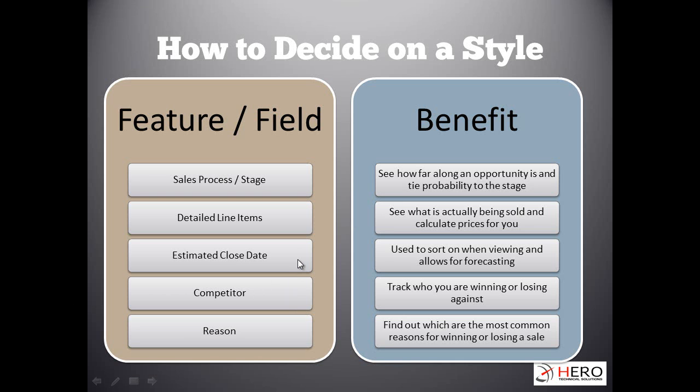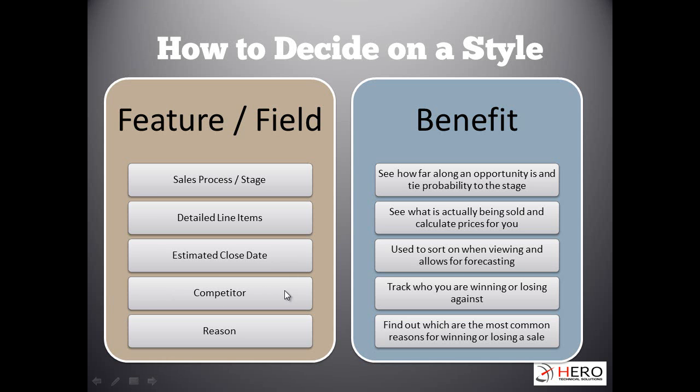The estimated close date is critical if you want to be able to see what you're expecting to close when, obviously. And that allows you to sort them as well. So if you have a list of opportunities and you're keeping up with the estimated close date, you can sort them on that to see what's going to close the soonest. So you can say, okay, this opportunity is still open. They were expecting to make a decision about a week from now. That's the one I'm going to tackle first. So it'll help you sort, and for forecasting as well, that one is absolutely important.